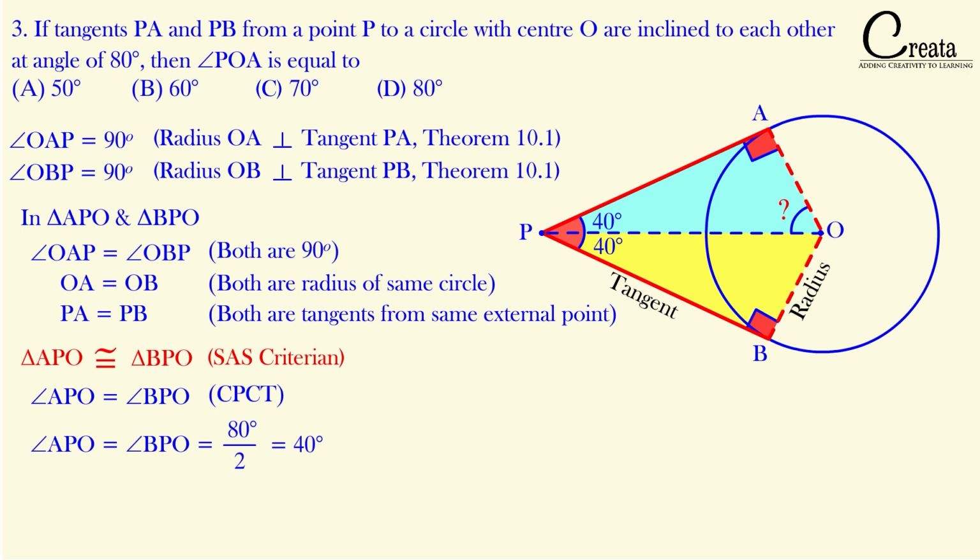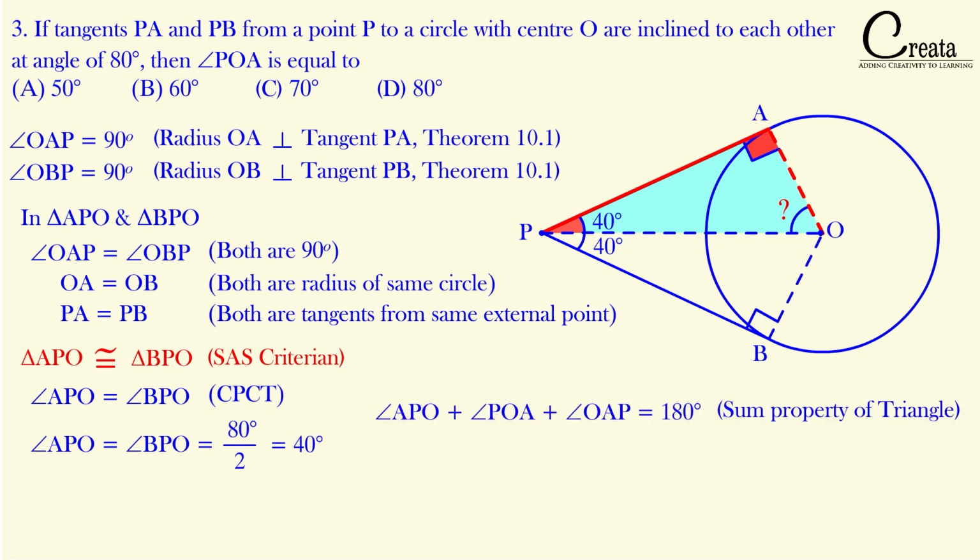Moving further, if we observe this triangle only, we have two angles of this triangle. The third missing angle is what we are looking for, that is the part of the question. We know the angle sum property of a triangle, that the sum of the three angles of a triangle is equal to 180 degrees. We know two angles, let's put the values. We got the missing angle as 50 degrees. That is the answer to the question.